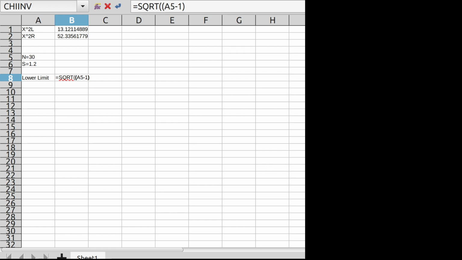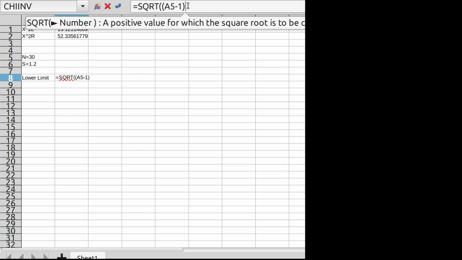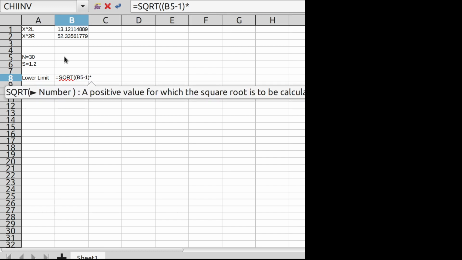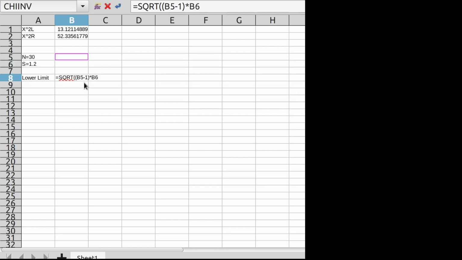And then I need to multiply that by the standard deviation squared. I'm going to fix my cells here because I made a small cell error. I'm going to make this B5, and we'll fix it in a second, because what I didn't do is make these numbers. I'll show that fix. And so there's my B5 minus 1 times the standard deviation, which is going to be B6 squared.